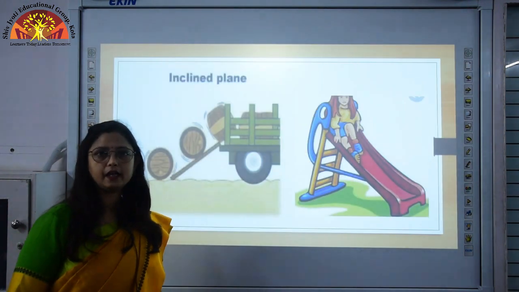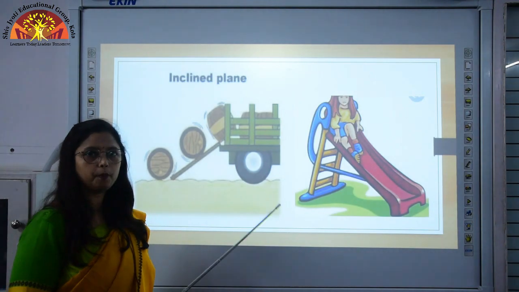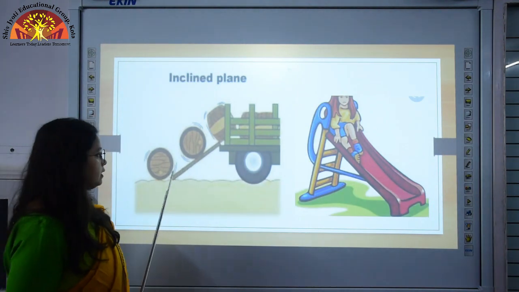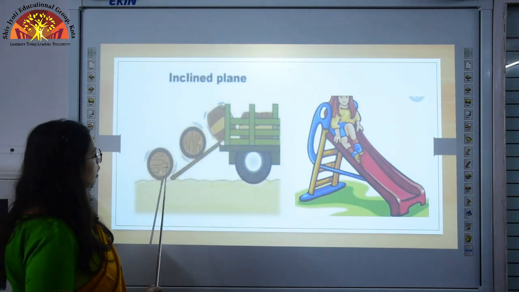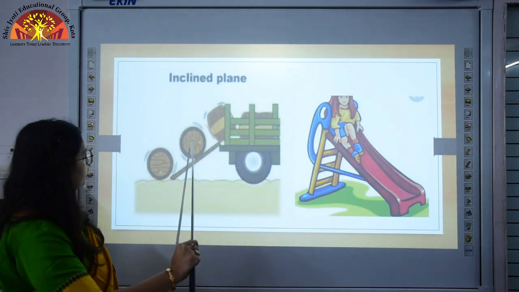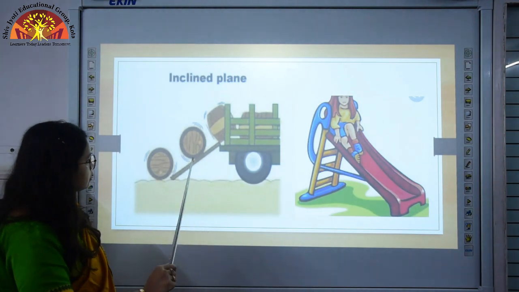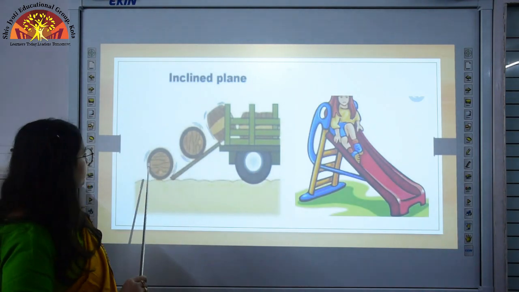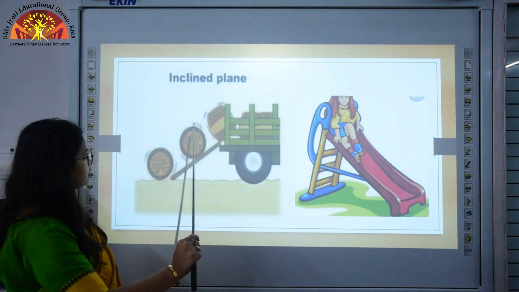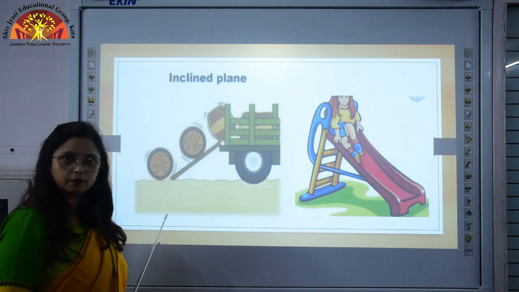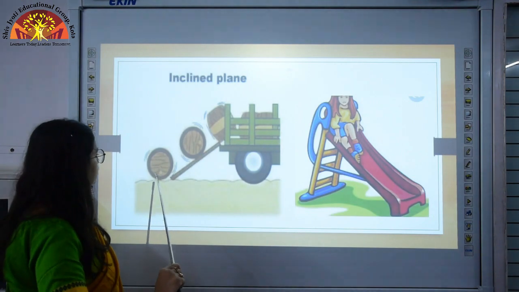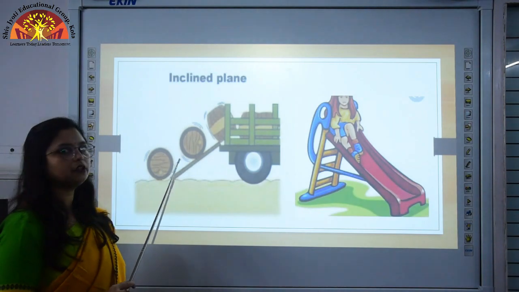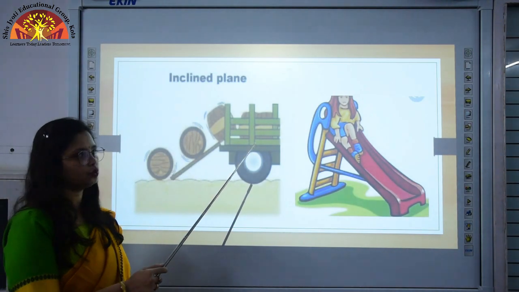So children, an inclined plane here is a slope or a sloping surface through which it becomes easy to lift heavy loads. Now you can see here in this example, to load these heavy objects on this truck, this slanting sloping plank is used, and now it has become easy to roll these heavy objects up through this sloping surface. So this inclined plane helps to load the objects into the truck.